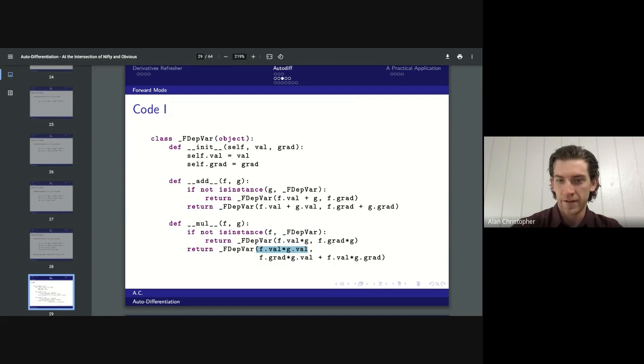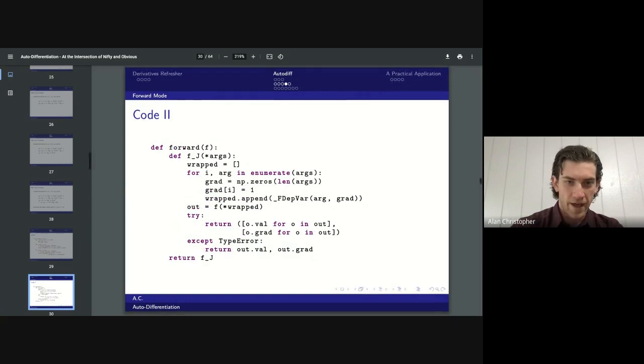And then if we are multiplying two dependent variables, this is exactly the product rule, right? That should be pretty easy to see, f prime g, f g prime. And then in order to make this work, we can define a forward function that we can use to annotate other functions, which will take a function f and replace it with a function fj, where f returned some numerical output. Fj is going to return that numerical output and then also the Jacobian at that point.